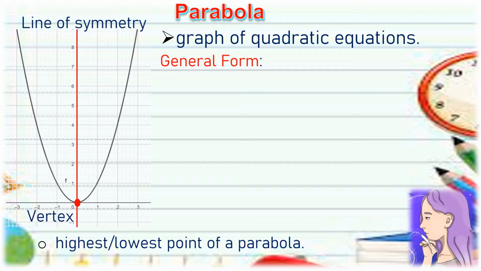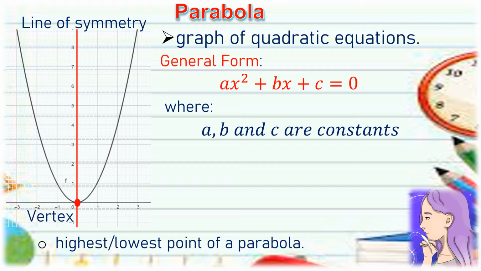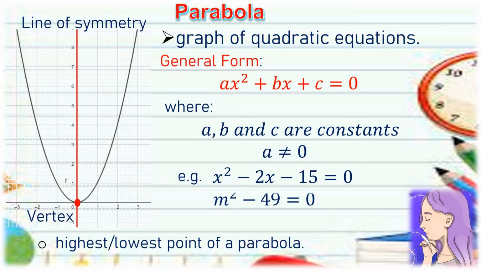This is the general form of a quadratic equation: ax squared plus bx plus c is equal to 0, where a, b, and c are constants. And if we are talking of constants, they are numbers. And a should not be equal to 0. Examples for this one: x squared minus 2x minus 15 is equal to 0. m squared minus 49 is equal to 0. 3a squared minus 75 is equal to 0.